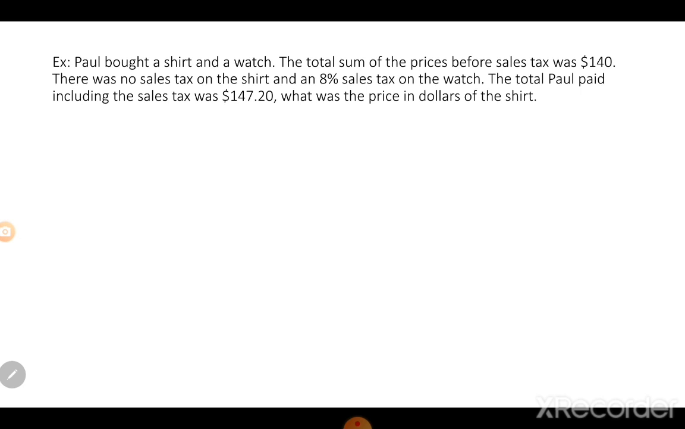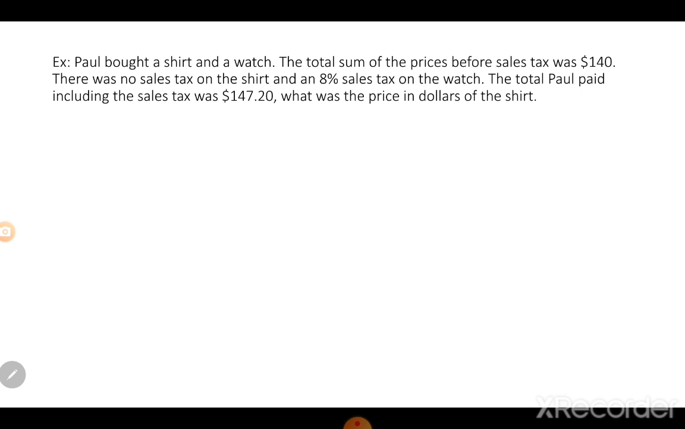Okay, in this example, Paul bought a shirt and a watch. The total sum of the prices before sales tax was $140. There was no sales tax on the shirt and an 8% sales tax on the watch. The total Paul paid, including the sales tax, was $147.20. What was the price in dollars of the shirt?